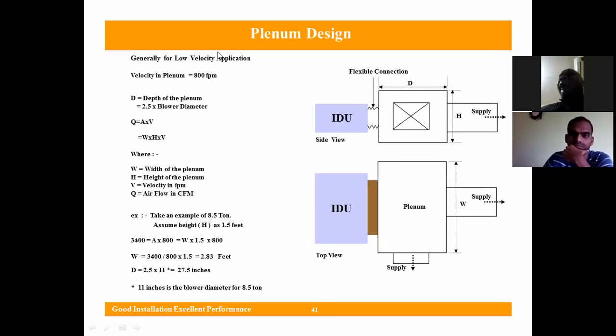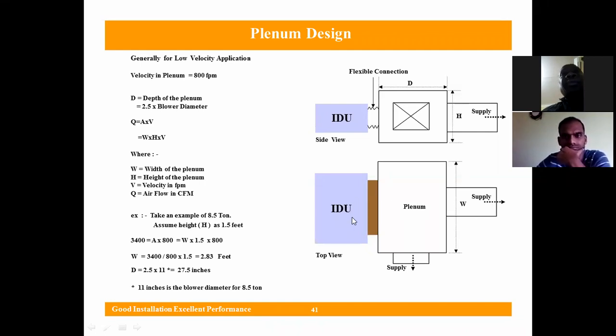So you can see this plenum designing. This is the side view and the top view of the indoor unit and how it is being connected to a plenum box. First, just see from the top, that will be better. From the top, this is the IDU, indoor unit, and you'll have a flexible connection. This is a rigid body, and this is also a rigid body. So air is passing through that.